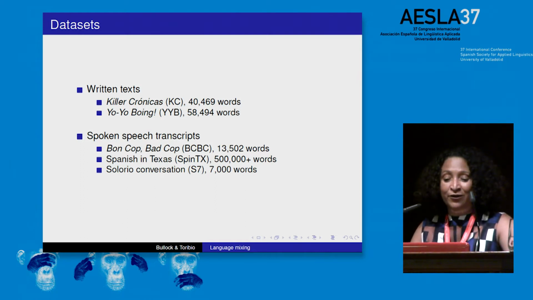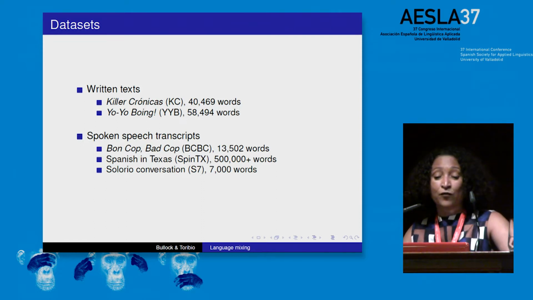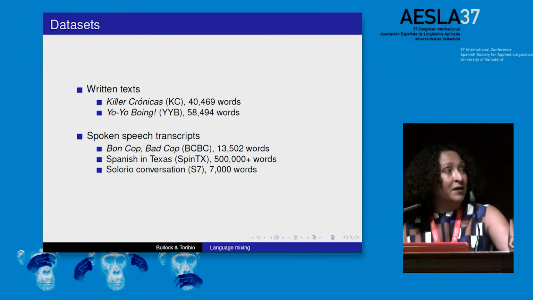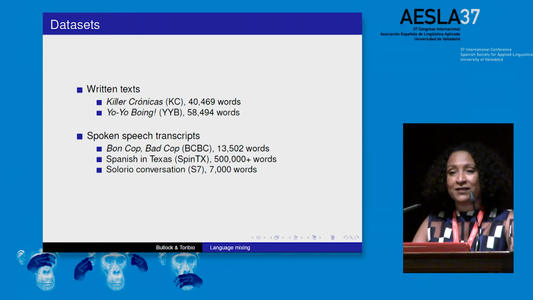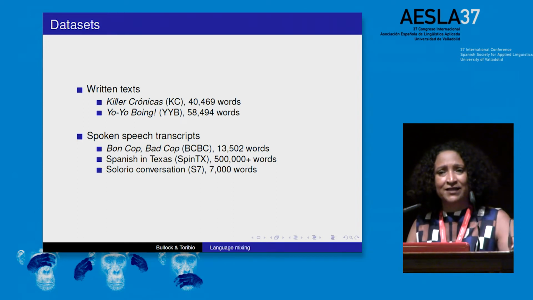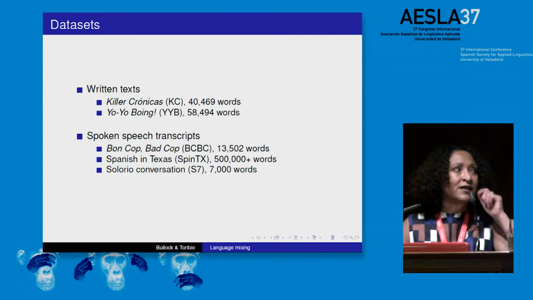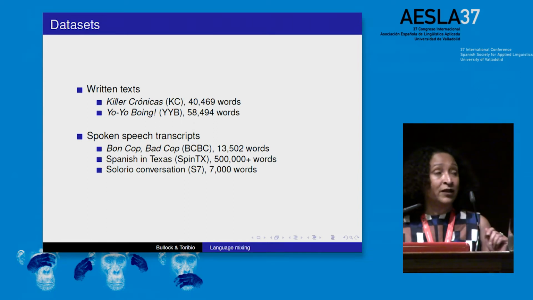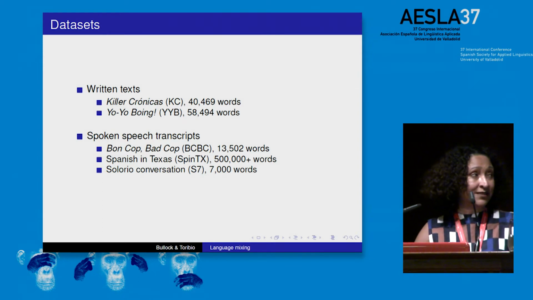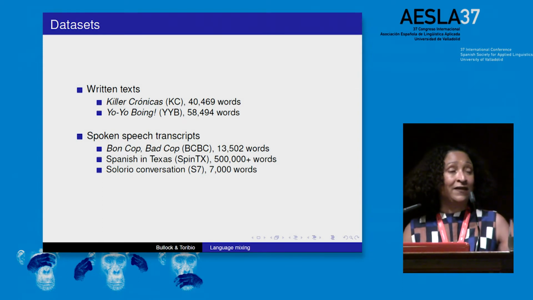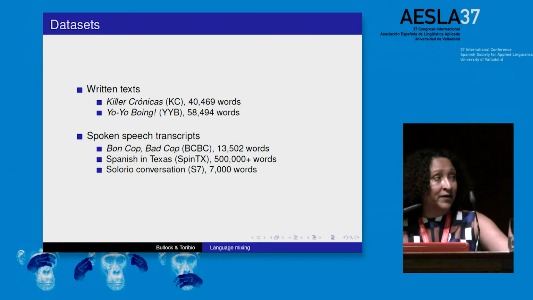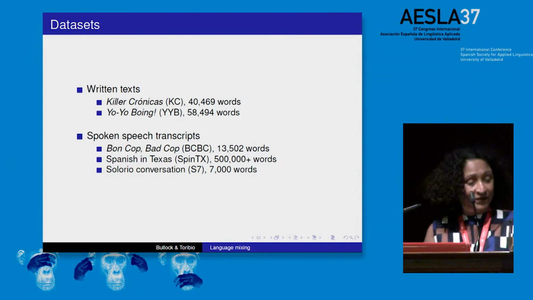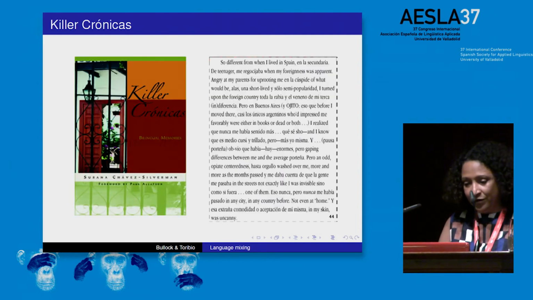The first one, Killer Crónicas, is about 40,000 words. The second, Yo-Yo Boing, about 58,000. Again, you can see that these aren't exceedingly large data sets. They're not the billions of words that computational linguists normally work with. Nevertheless, we're able to gain quite a lot of information and then to concatenate these data sets and gain even more. We have some spoken speech transcripts, and let me show you each of them.